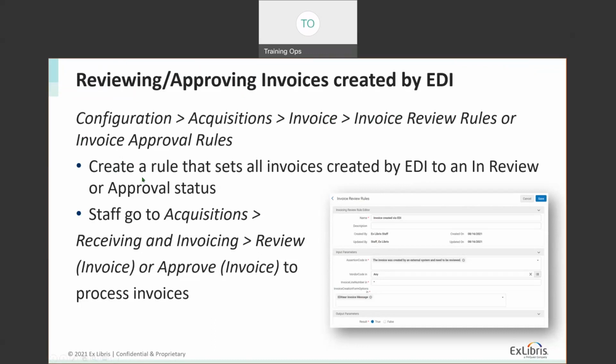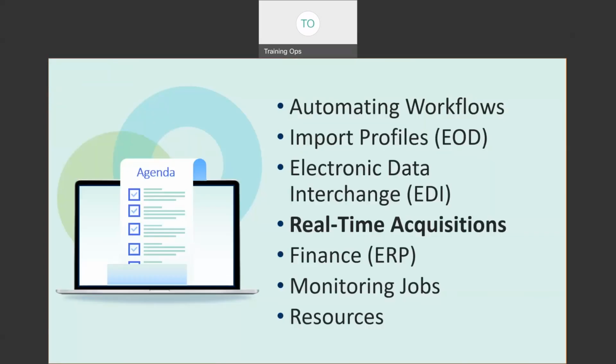You could go into configuration, acquisitions, invoice, and choose whether you want these incoming invoices set to review or approval. You pick one and create a rule that says, if an invoice is created by that external system, by editor, that's the EDI standard, set it to either review or approval. Then your staff will go under acquisitions, receiving and invoicing, to either review invoice or approve invoice to process them and move them through. So test that out again. Make sure you like it. Make sure it's what you want.